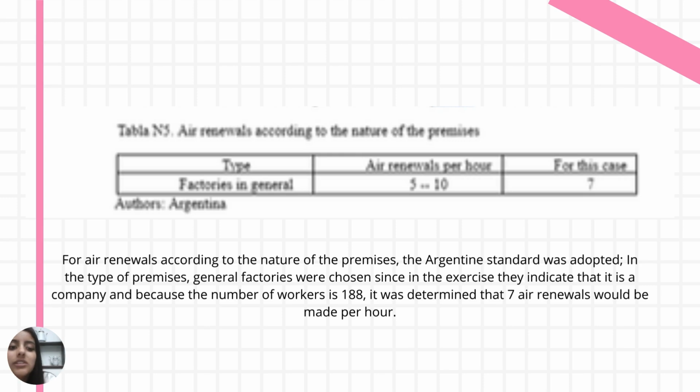For air renewals according to the nature of the premises, the Argentine standard was adopted. In the type of premises, general factories were chosen, since the exercise indicates that it is a company and because the number of workers is 188. It was determined that 7 air renewals would be made per hour.